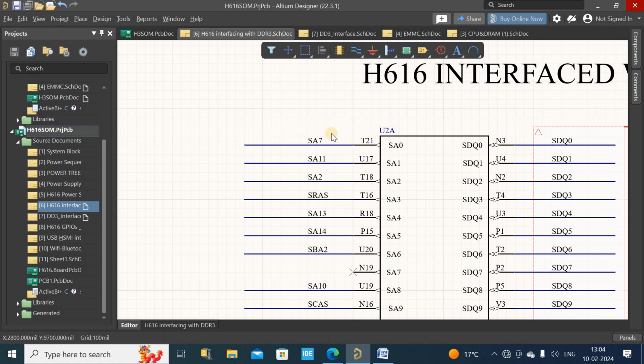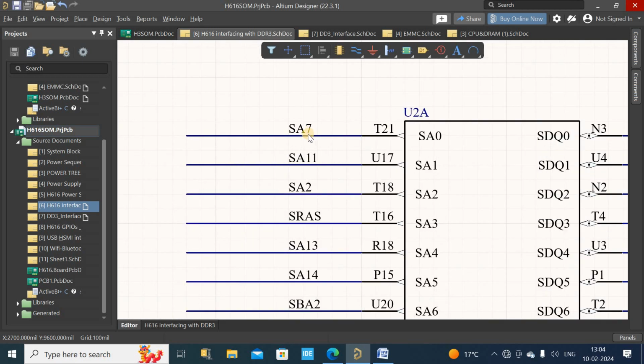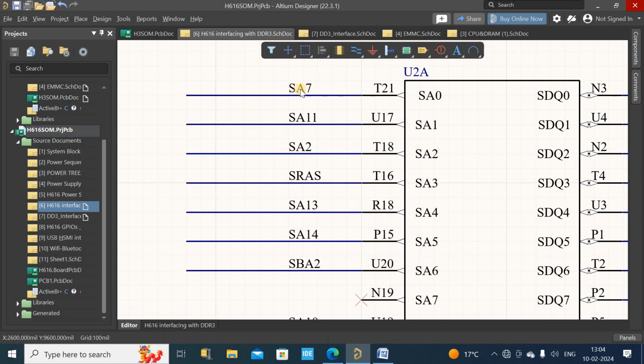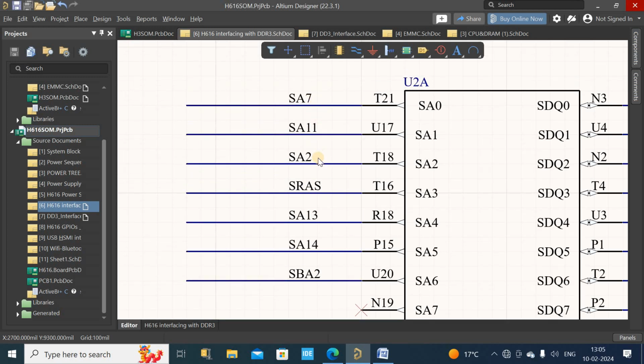Why? Because I'm following the design guide while interfacing these address lines with our SDRAM chip. Otherwise, this SA7 should be SA0. As you can see here, the net labels are not in order. You may be wondering if it is for swapping the address bits. No, it is not for that. The address bits cannot be swapped. I'm following the design guide only while interfacing.